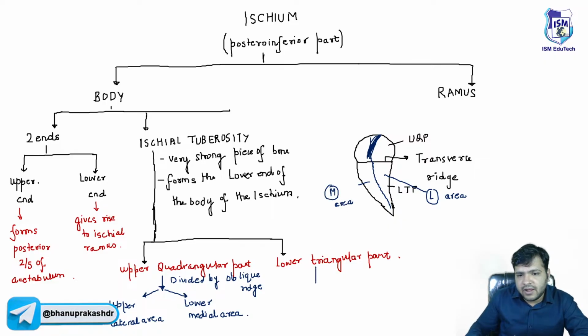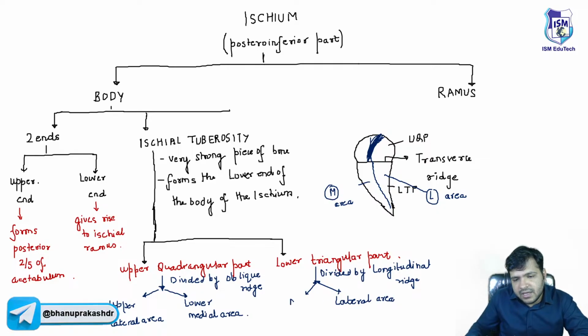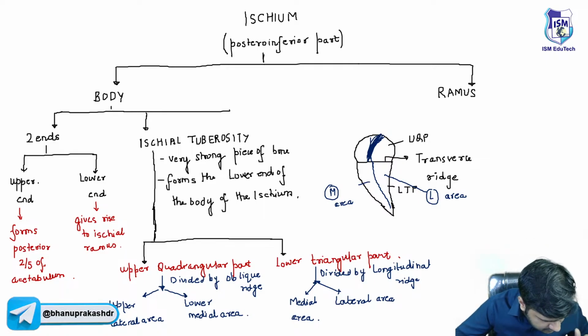So yes, the lower triangular part, it is divided by a longitudinal ridge. Ridge means a line, a completely straight line. Oblique means like this, right? So it is divided into the lateral area and the medial area. I hope this is clear to each one of you.